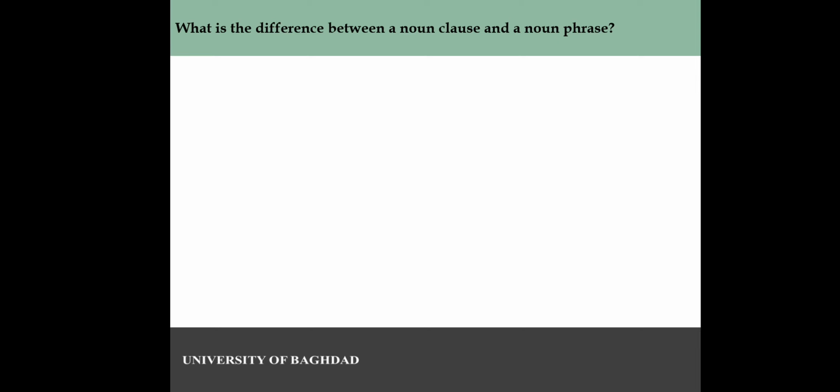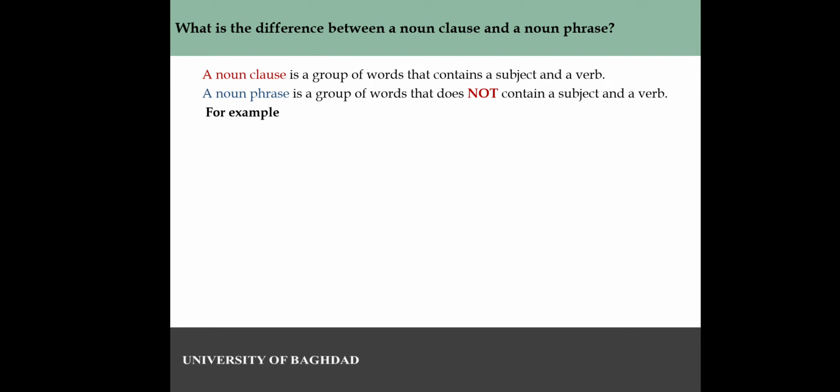The last topic I want to concentrate on in this talk is the difference between a noun clause and a noun phrase. I assume you have an idea about the difference between these two items. So let's start with the first one, which is the noun clause. It's a group of words that contains a subject and a verb, but it's not a complete sentence. It should be connected to another clause, to a main clause, to have a grammatical sentence. While a noun phrase is also a group of words, but doesn't contain any subjects or any verbs.